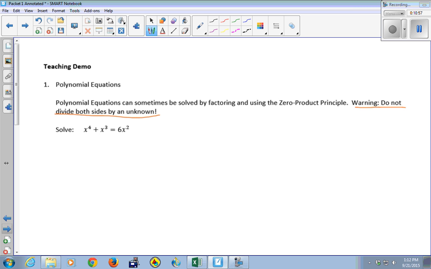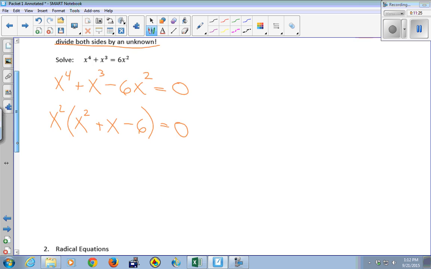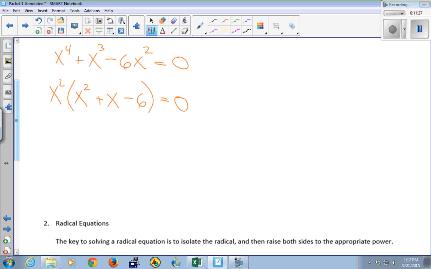So instead, you want to move everything to one side. So this is going to become x to the 4th plus x cubed minus 6x squared equals 0. So I just subtracted 6x squared from both sides. And then factor. Just do whatever you can to try to factor this side. There's an x squared in every term. I can factor out an x squared. So I get x squared plus x minus 6. Can that x squared factor any further?